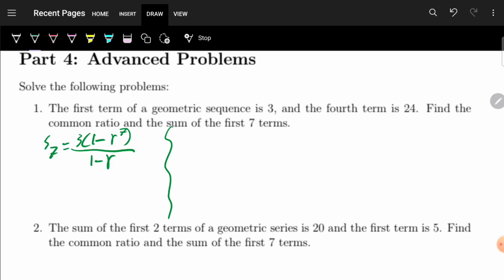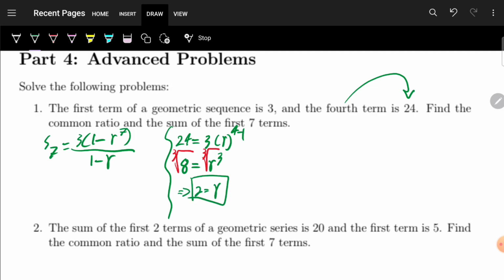So we know that the fourth term is 24, so we're going to use exactly the same logic. We'll say 24 is equal to 3 times the common ratio we're trying to find, and this was the fourth term, so we'll do 4 minus 1. Let's solve for r. Let's divide both sides by 3, so 24 divided by 3, 3 times 8 is 24, so 8 is equal to r to the 3, and cube root on both sides. We get that 2 is equal to r, or r is equal to 2. Now we're going to plug in the 2 here and go from there.